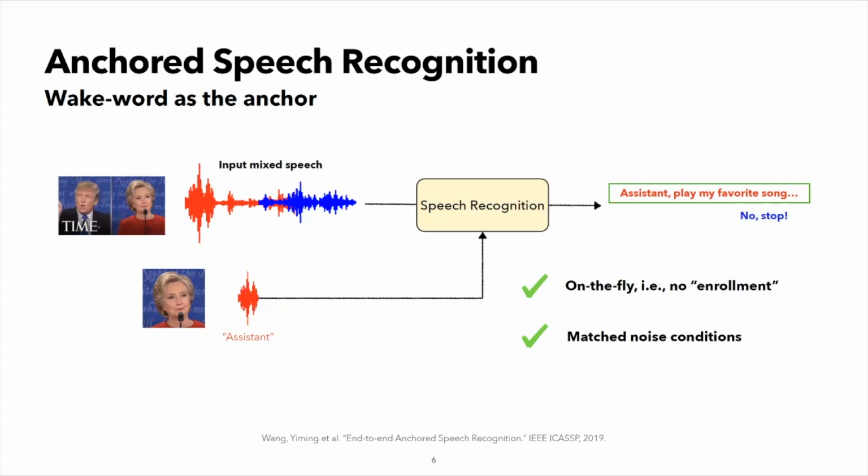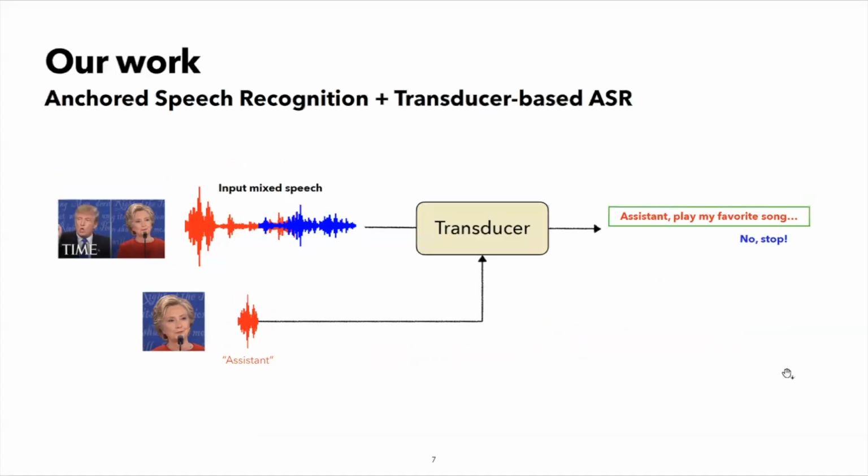If we assume that the device-directed speech usually starts with a wake word segment, we can use this segment to extract the characteristics of the target user and then transcribe only the relevant speech in the mixture. This strategy has the dual advantages of being on the fly and also containing matched noise in the auxiliary segment, which cannot be guaranteed when using an enrollment utterance. In this paper, our objective is to build anchored speech recognition systems with neural transducers.